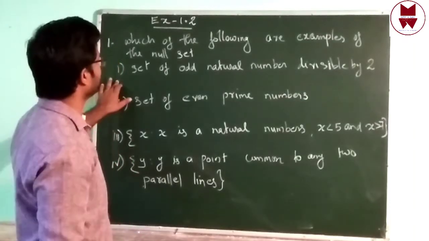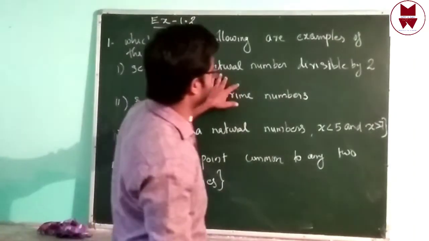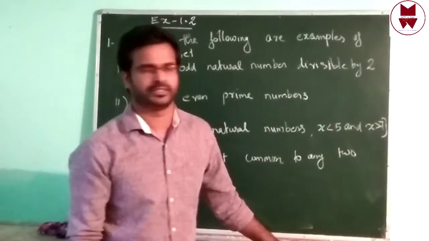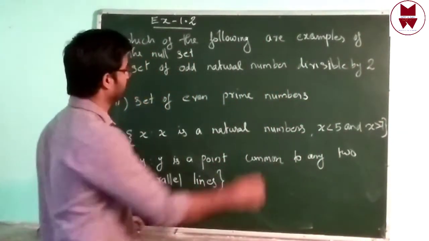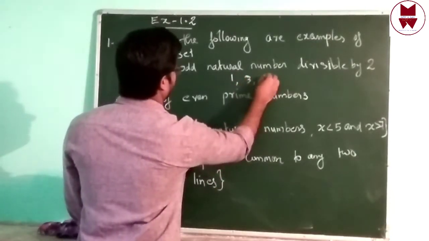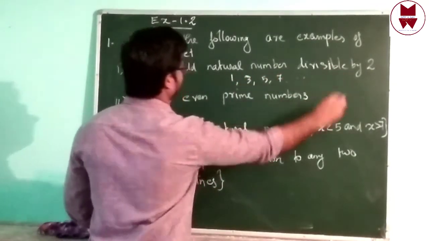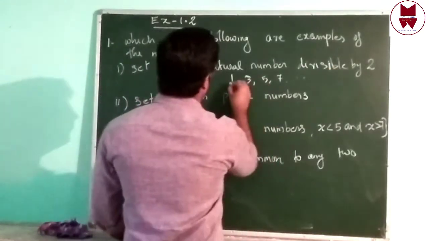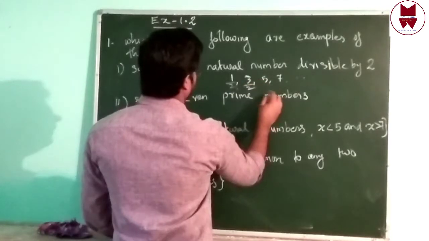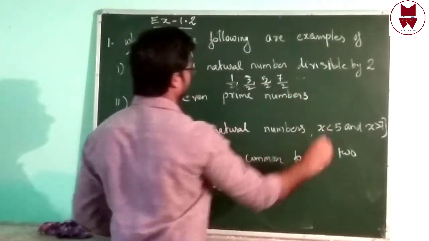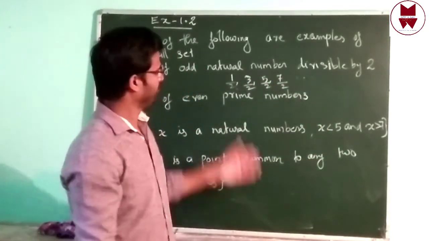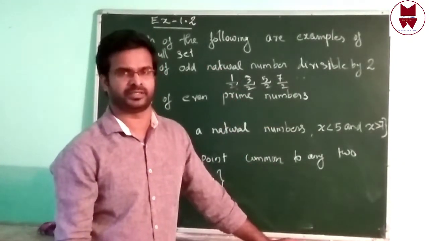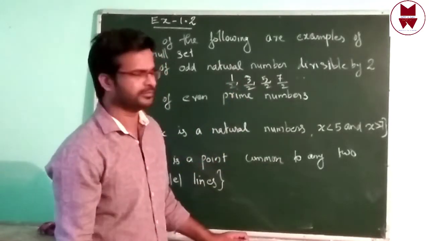First one, Roman number 1: a set of odd natural numbers divisible by 2. Odd numbers you know, isn't it? Which numbers are known as odd numbers? 1, 3, 5, 7, etc. These are the odd natural numbers. Then divisible by 2. 1 divided by 2, 3 divided by 2, 7 divided by 2. Possible or not? 1 divided by 2, we cannot divide. If you divide, you will get a decimal number, isn't it? That means we cannot divide.